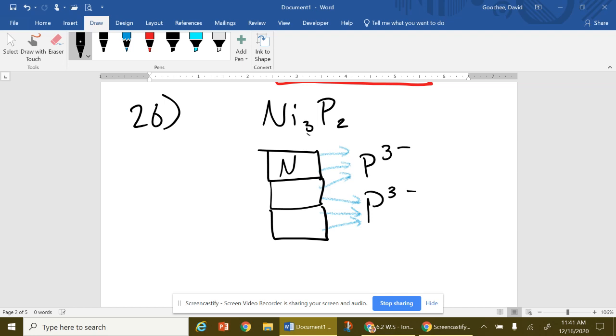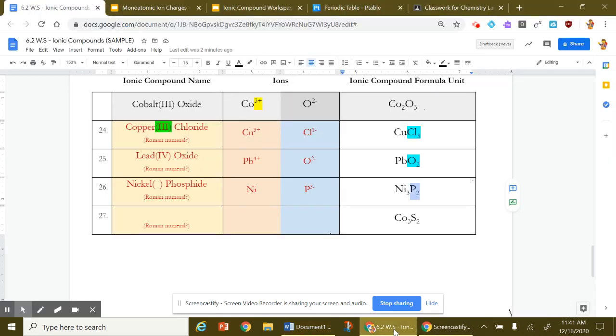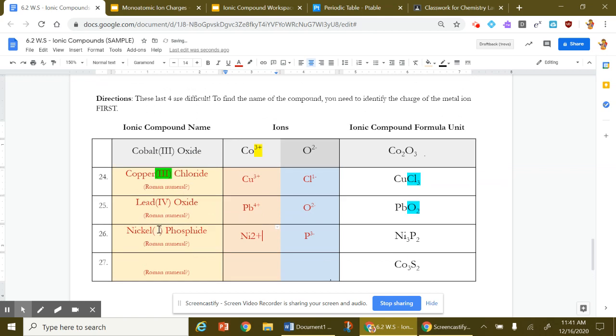Well, this nickel right here is donating 2. This nickel is donating 2. This nickel is donating 2. If you have to scrounge up 6 electrons and you have 3 nickels to do so, well, each one is going to get rid of 2 electrons, okay? So this is a nickel with a 2 plus charge. This is Ni2+, this is nickel(II) phosphide.